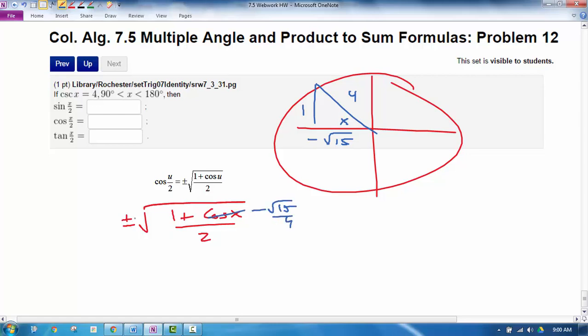And I need to figure out whether to use positive or negative. So the angle we're talking about is in this quadrant right here. So, you know, the cosine of this angle is going to be negative. So I'm going to want to use the negative right here. So I have negative square root of 1 minus the square root of 15 over 4, all over 2.